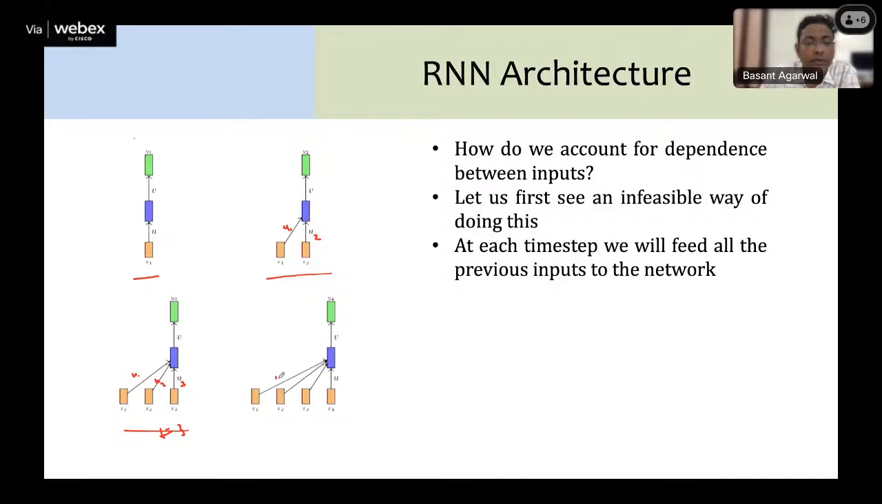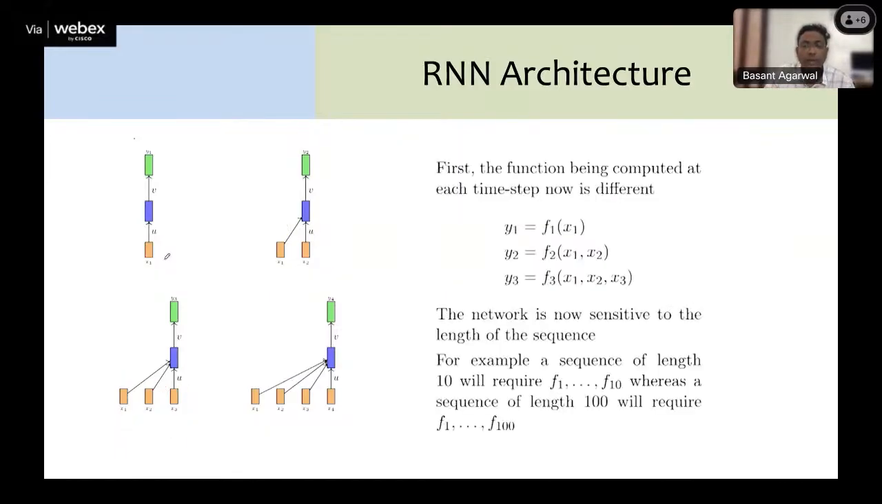And similarly here you will have connections like u1, u2, and u4. As the timestamp increases, these connections will also increase, and it will not be possible for the network to satisfy the condition of executing the same function at all the timestamps. So the main problem here is that the function which we are executing is different.